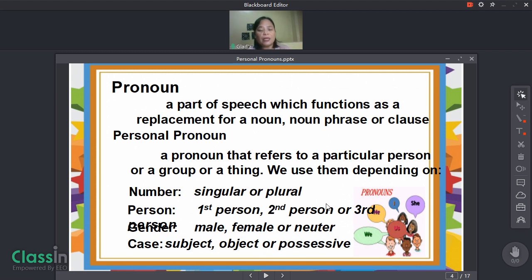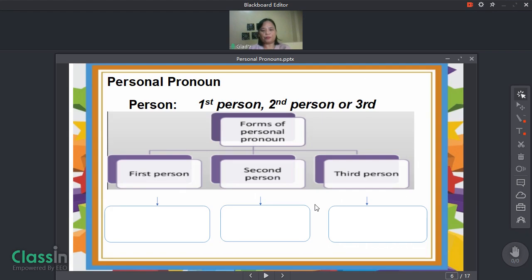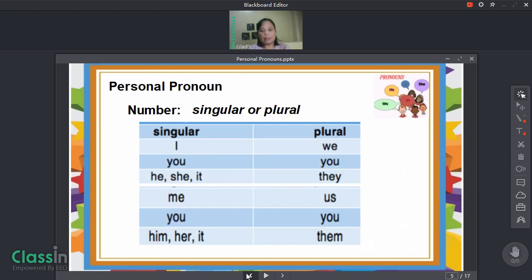Let us now make a further discussion about personal pronouns depending on their number. When we say singular, it refers to only one thing, one object, one person, one animal, or one event. And when we say plural, it is referring to two or more than two things, animals, objects, or persons.